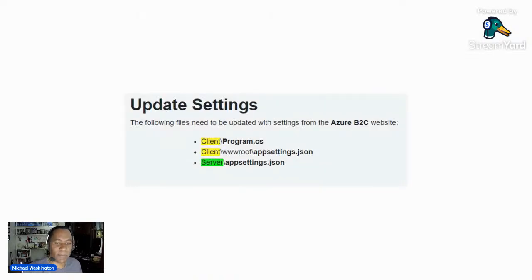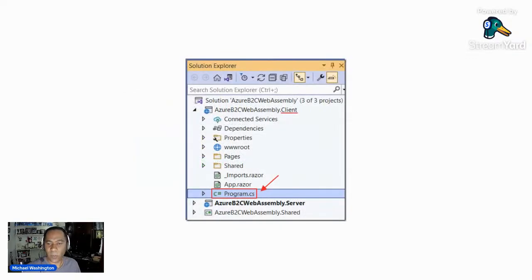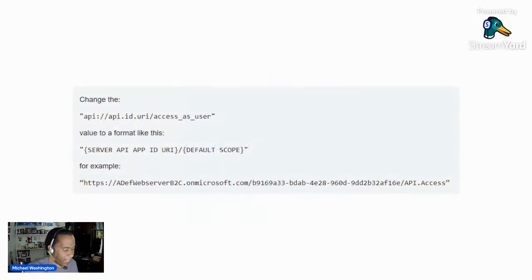So now we have to update some settings in the Blazor WebAssembly application. So in the client project, we're going to update the program.cs file, and we're also going to update the appsettings.json file in the wwwroot folder in the client project. And in the server project, we're just going to update the appsettings.json file like we did with the Blazor Server App.